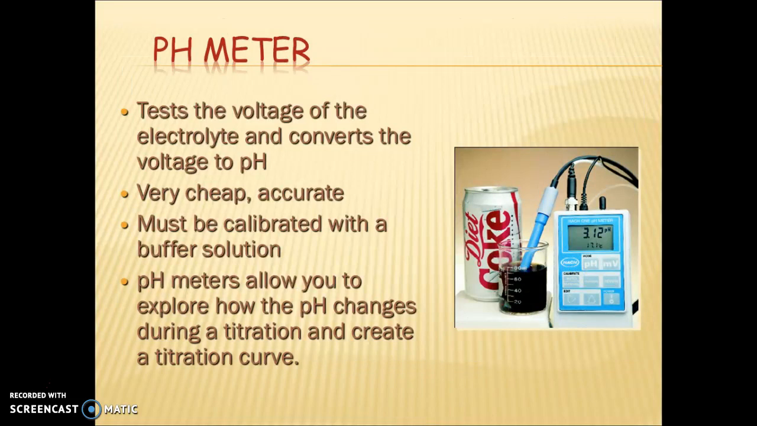You can also follow the pH using a pH meter. We're going to do that. Basically what it does is it takes the electrolyte voltage, so the amount of ions that are in solution, takes that and translates that into a pH.